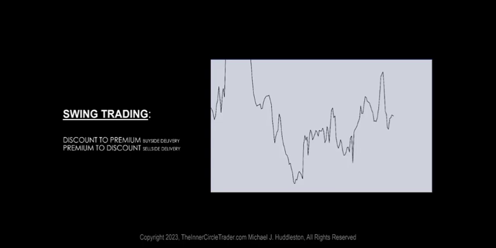around swing trading. Now, when I say swing trading, what I'm referring to is if I'm bullish, I'm trading from discount to premium, riding the coattails of buy-side delivery. If I'm bearish, I'm trading from premium to discount, riding the coattails of sell-side delivery. Now, when I mention buy-side and sell-side, you're thinking liquidity. And I'm going to draw a distinction between the liquidity and the delivery.